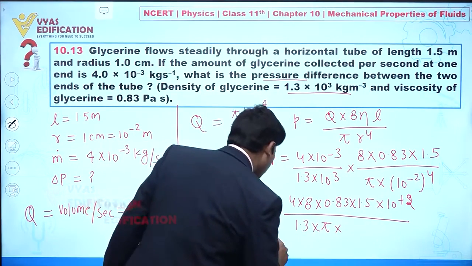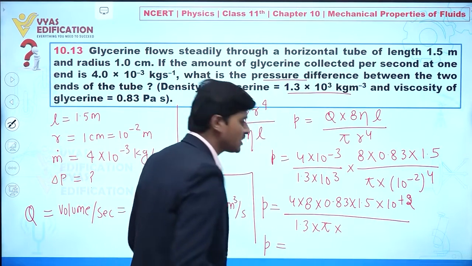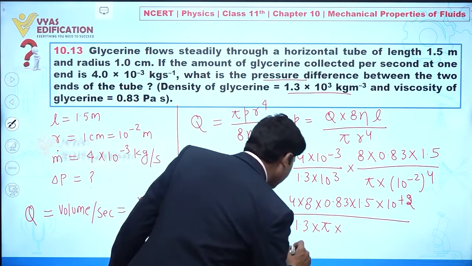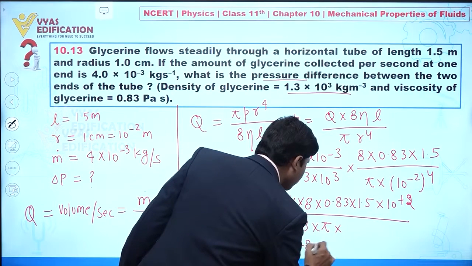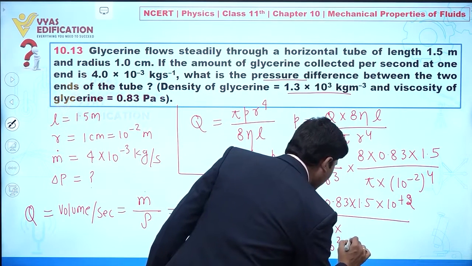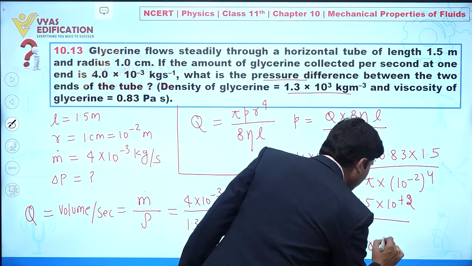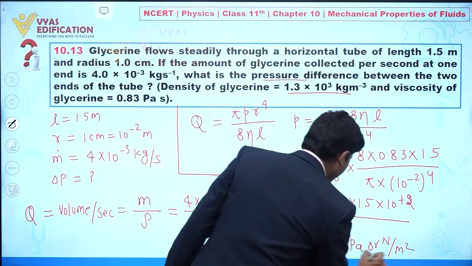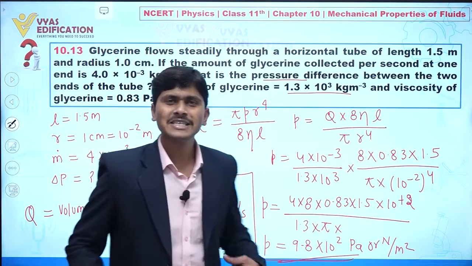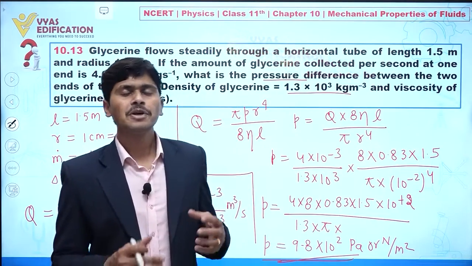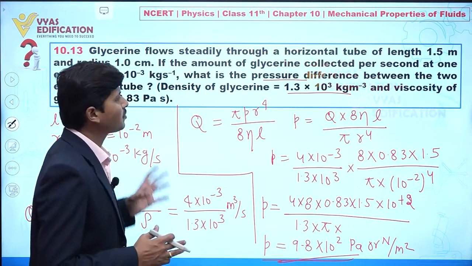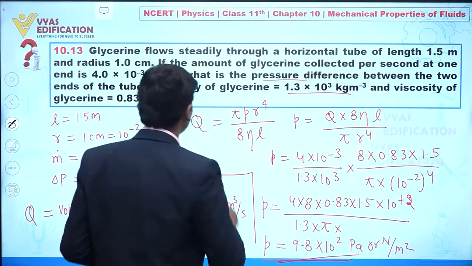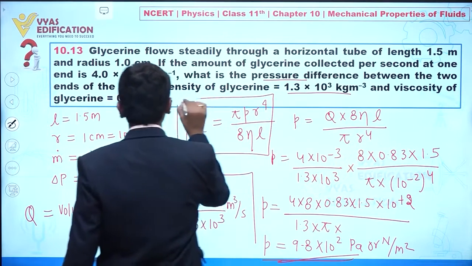So dear student, now if we solve it, we can write like this, pressure difference is given by 9.8 into 10 to the power 2 Pascal, or you can also write Newton per meter square. So this is the answer of this question. The important part is how you can proceed in this question. This formula you should keep in your mind.